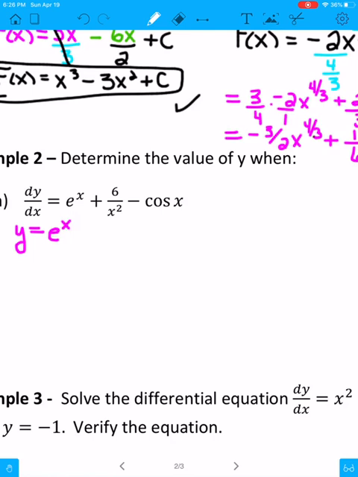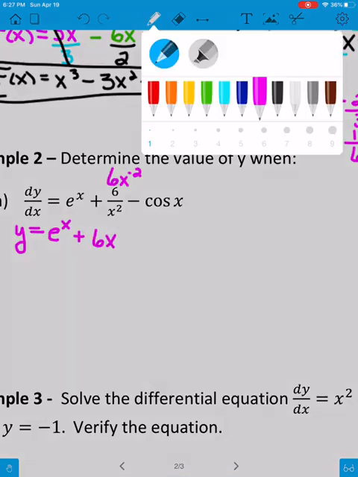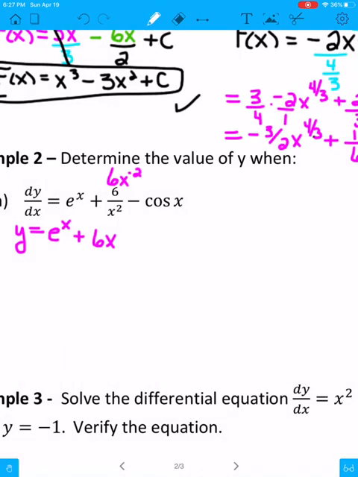And then 6 over x squared is the same as saying 6x to the negative 2. So I'm going to rewrite it. 6x. But what do I do? I raise my exponent by 1. So it's at negative 2. It's now going to be at negative 1. Because if I add 1 to negative 2, I get negative 1. And then I'm going to divide by that.